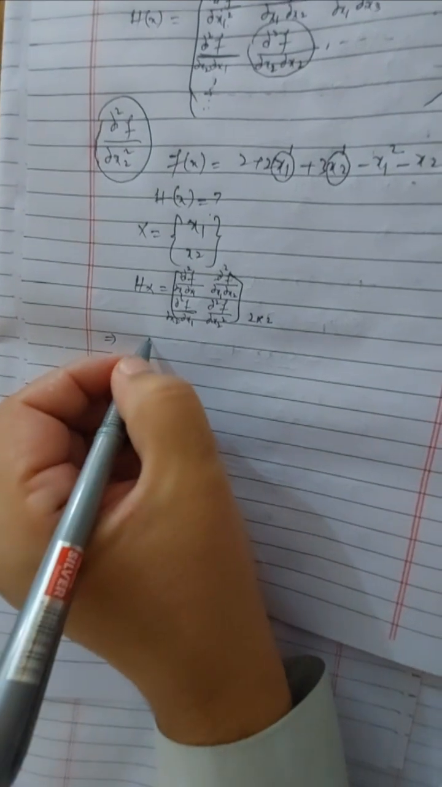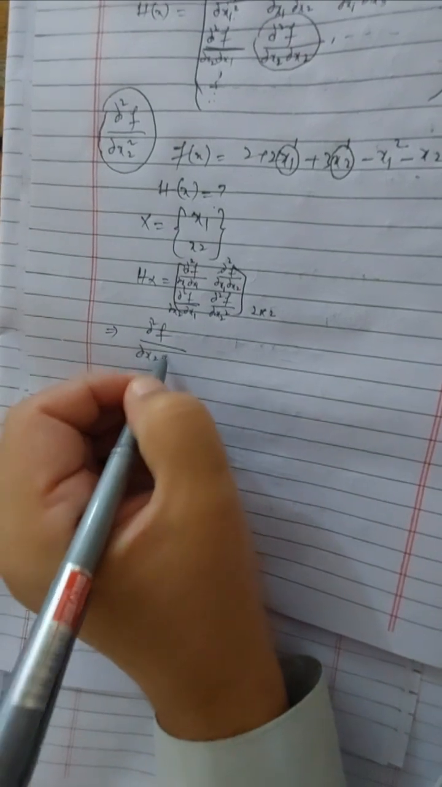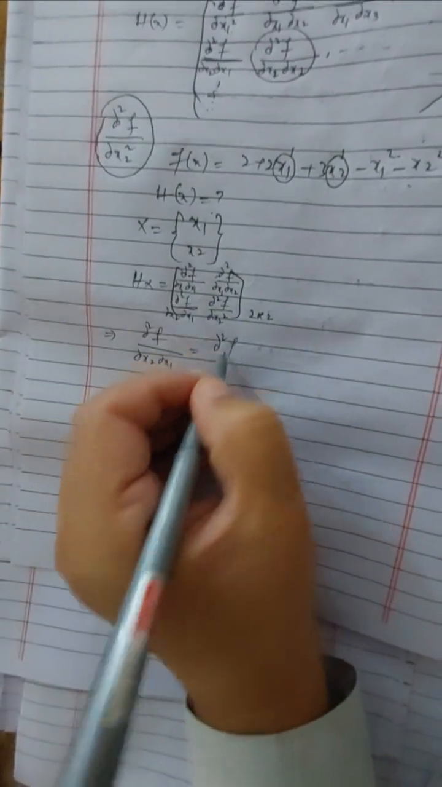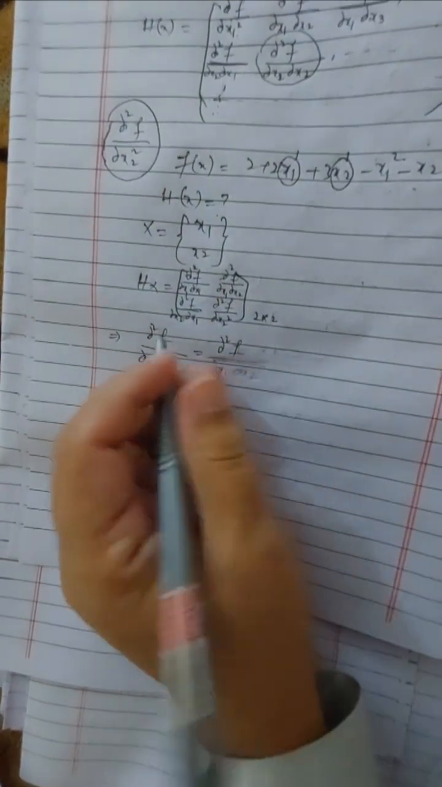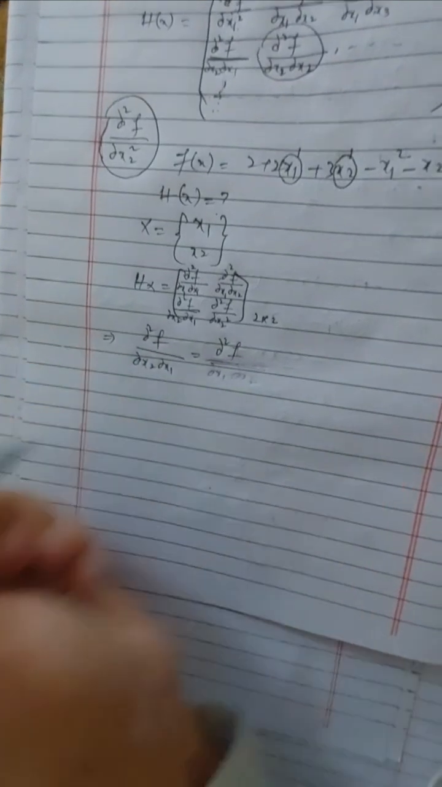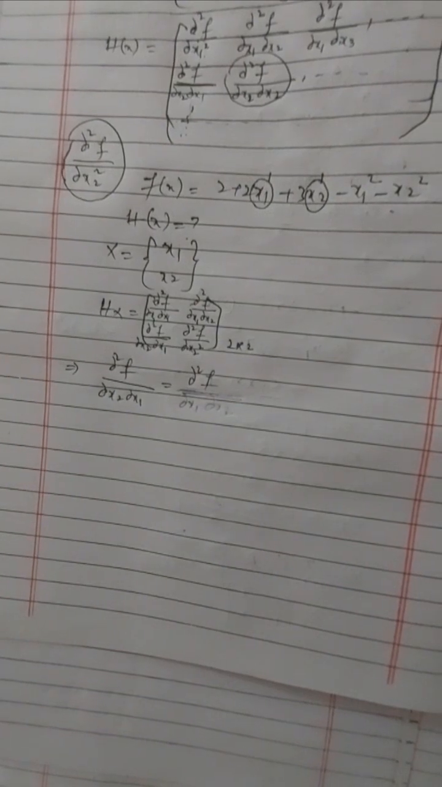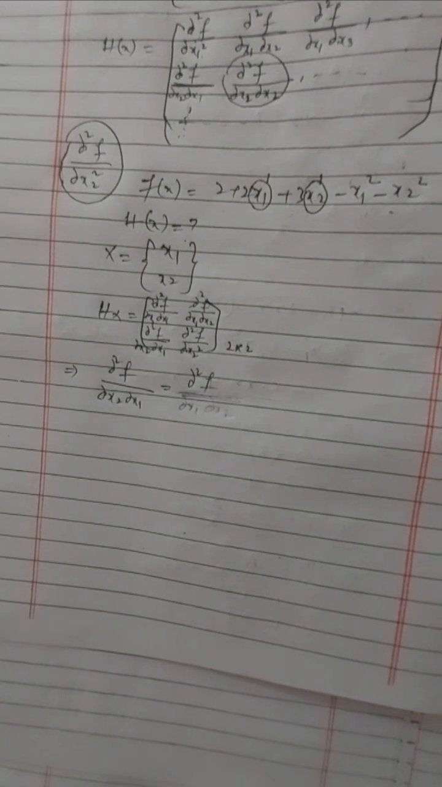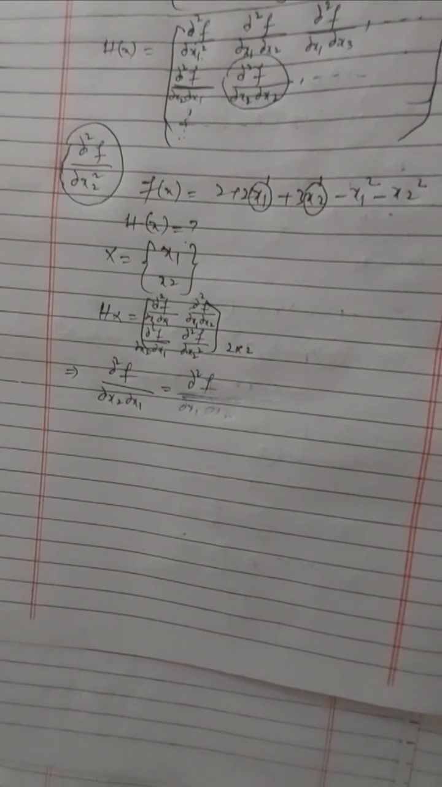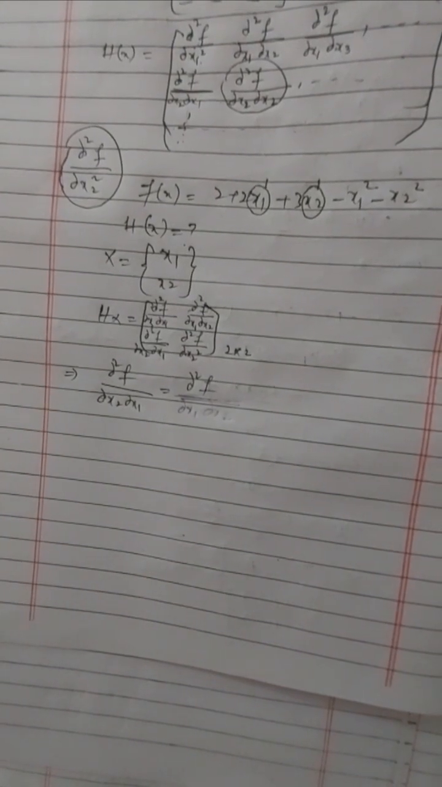Now we also know there is a rule that d square f into dx2 dx1 is equal to d square f divided by dx1 dx2. It means that if the first order derivative is made according to x1 and the second order derivative is made according to x2, then it is equal to the first order derivative made according to x2 and the second order derivative done according to x1, okay.